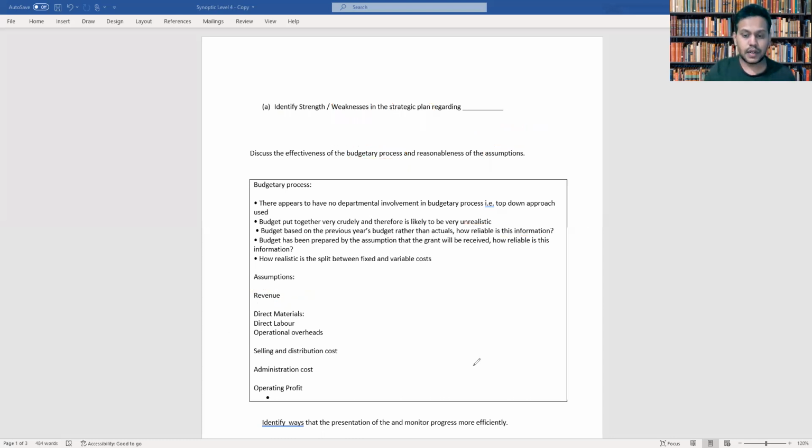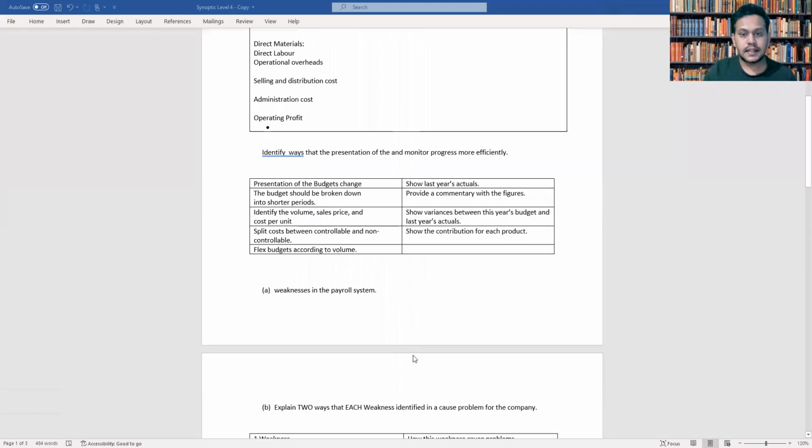Then the next question we'll discuss is about the presentation and monitoring progress more efficiently. They're asking, what is the presentation of the budget? You really don't have to read the scenario to answer this question. If you see this question come in the exam, like what is the presentation of the budget and how to monitor progress more efficiently, you can just write this very quickly so that you can save your time.